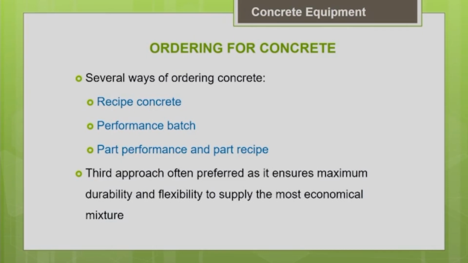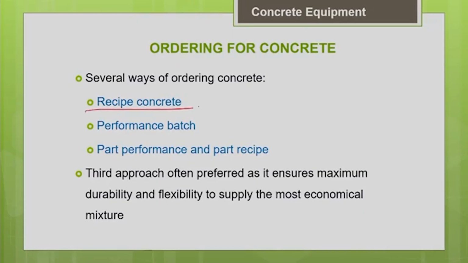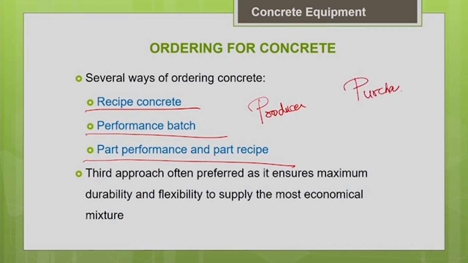So there are several ways of ordering your ready mix concrete. Okay. So let us look into the different ways of ordering. So one is the recipe concrete, other one is a performance batch, and the third one is a part performance and part recipe. Recipe concrete in the sense, you have the concrete producer and you have the purchaser. Okay. So in the recipe concrete, the purchaser will give you the complete mix proportions. Okay. He will give the complete mix proportions to the producer. He will tell this much quantity of cement, this much quantity of aggregate, and this much quantity of water. The entire mix proportion is given.